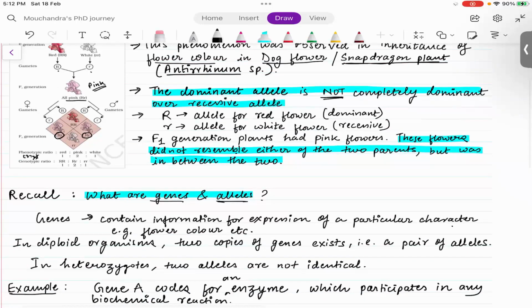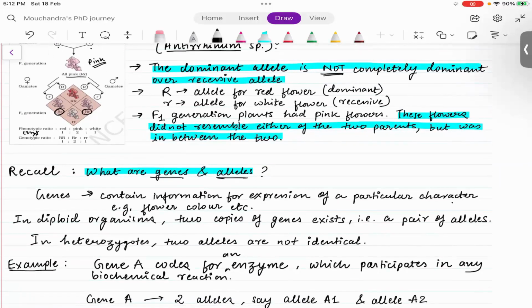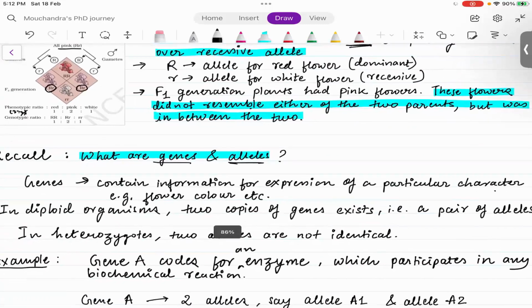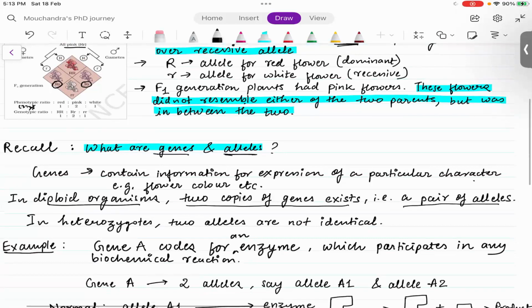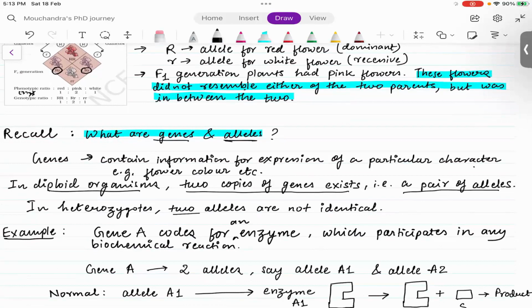So what is allele then? Allele is a slightly different version of a particular gene. Now in diploid organisms, two copies of the gene exist. So for one gene, they will have two types of alleles. A pair of alleles will be there in diploid organisms. In heterozygous, the alleles are not identical. In homozygous, they are identical. These things we already know from our previous lecture.